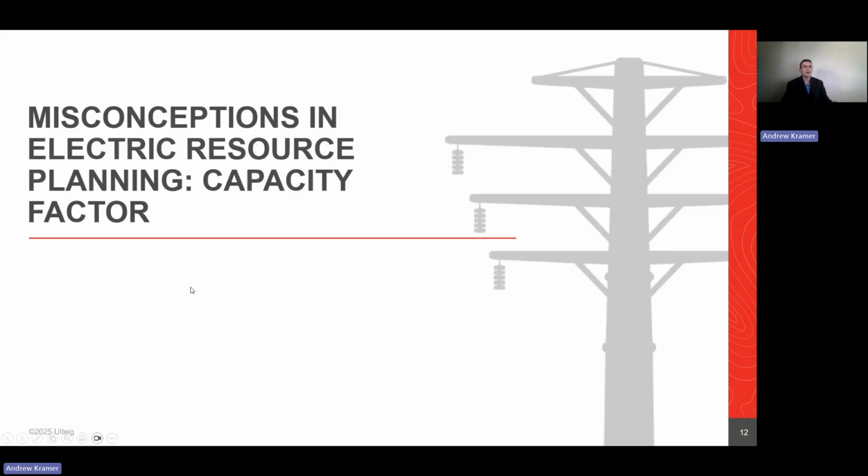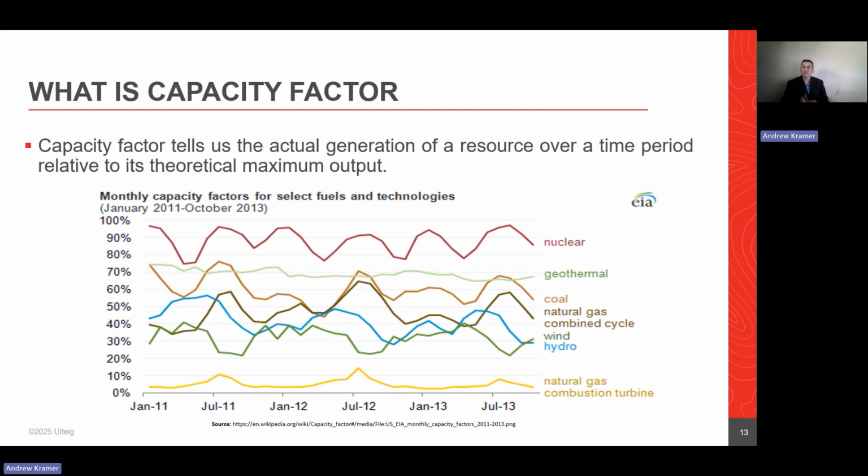Another misconception a lot of times we see is what we call capacity factor. And this is one of my favorites because it's used incorrectly all over the place. A lot of times people just get very excited and they don't understand what this thing actually means. And let's show a picture here of a graph. This figure is a little bit outdated, but the physics of capacity factor really haven't changed all that much.